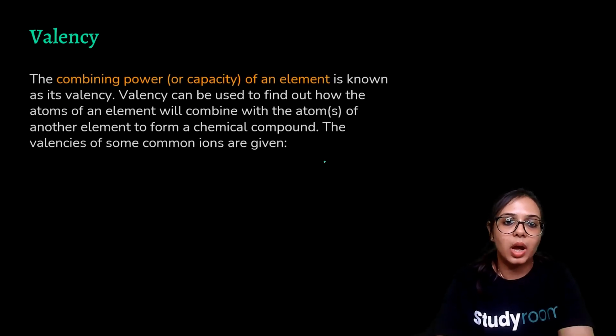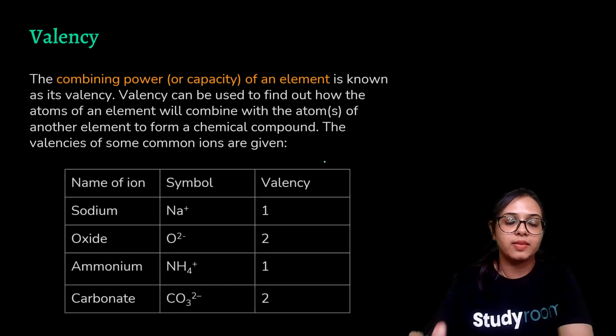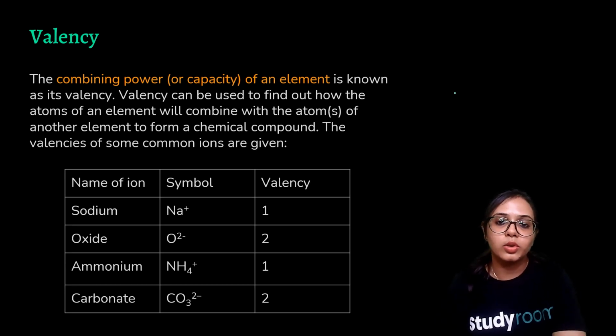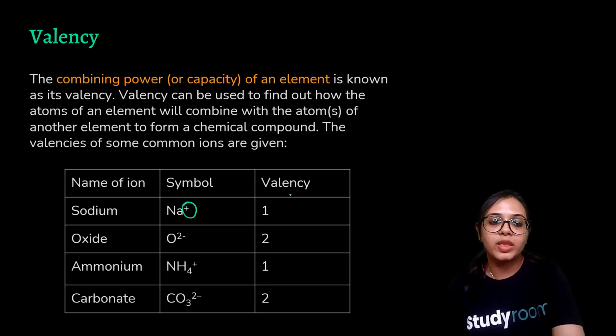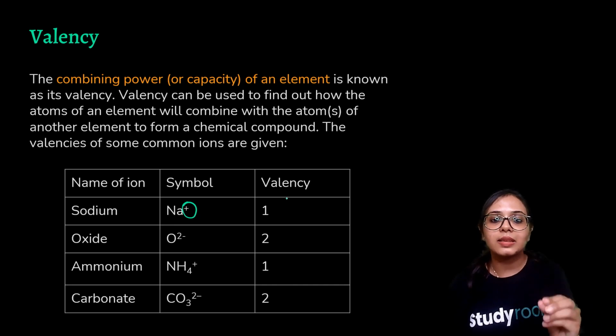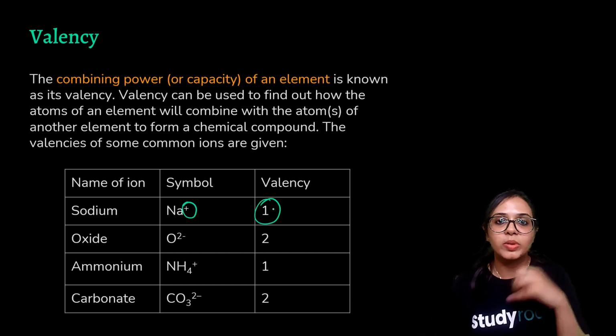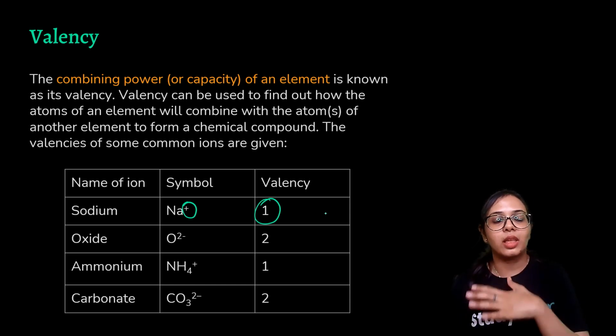Valency. The combining power or capacity of an element is known as its valency. Valency can be used to find out how the atom of an element will combine with the atom of another element to form a chemical compound. The valencies of some common ions are given. So again, like I told you, a positive charge determines that this ion sodium has a combining capacity of 1. That means it needs 1 electron to be satiated and to reach that stable state.